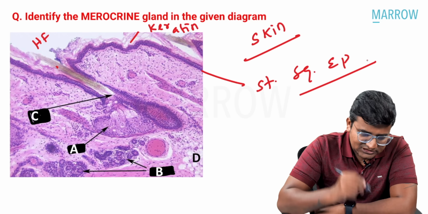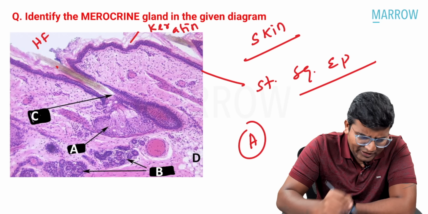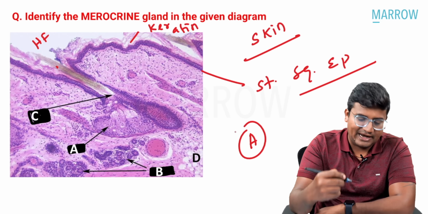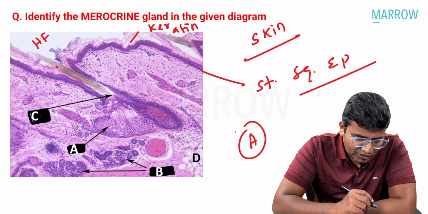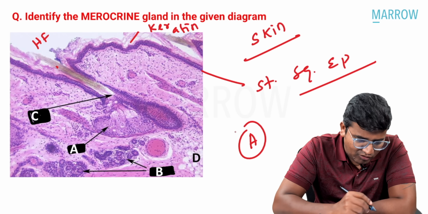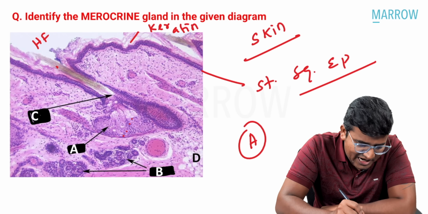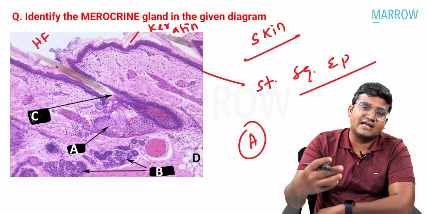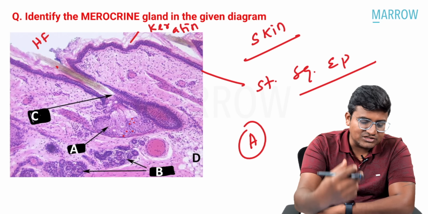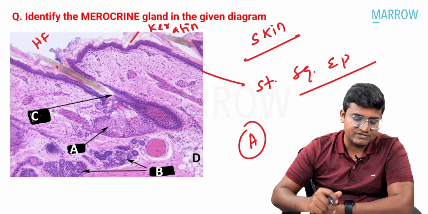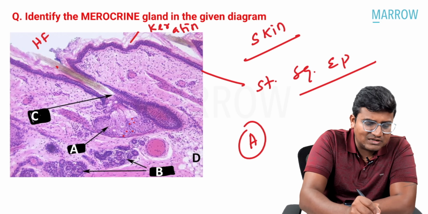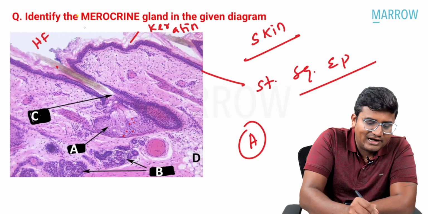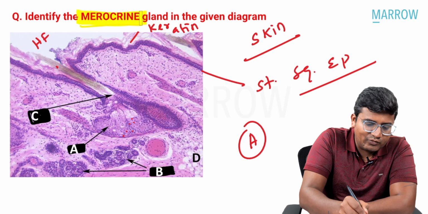So now see the A. Now A, that is our sebaceous gland or holocrine gland. Now why I am saying the holocrine gland? Holocrine gland means many layers of the cells are seen and the cells disintegrate and then they give the secretion. That is a holocrine gland. That is a previous AIMS question. But the question is about identifying the merocrine gland in the given slide.